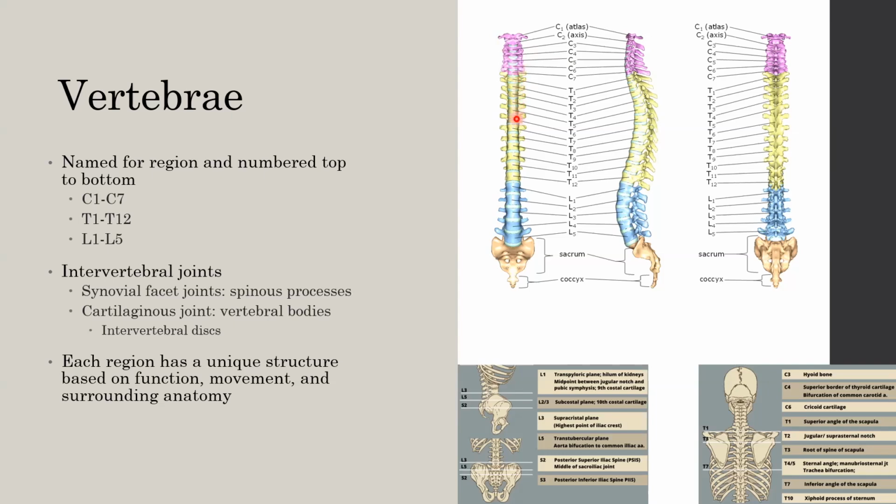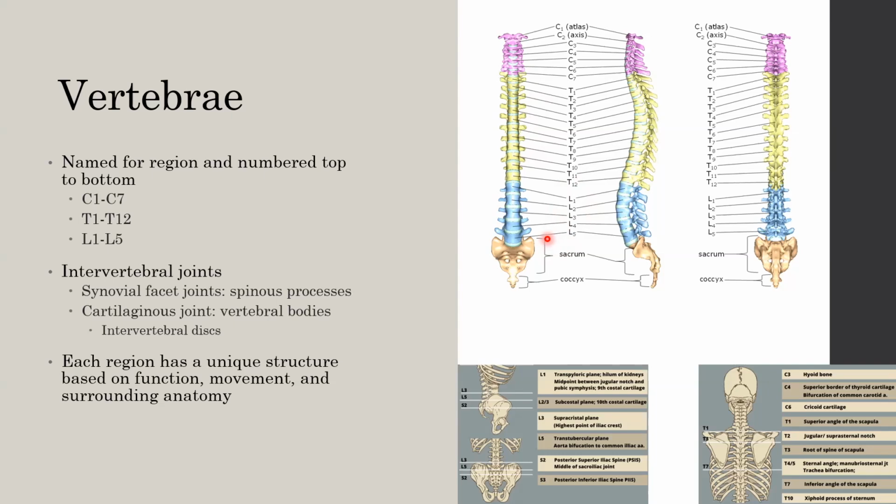Once you reach the thoracic region, that C will be replaced by a T. The numerical numbering will start all over, and then you'll go all the way down to the 12th vertebra in the thoracic region. And the same line of thought goes whenever we name the vertebrae of our lumbar region.